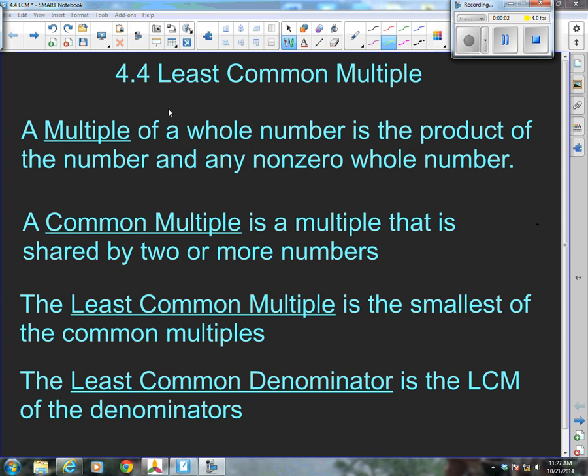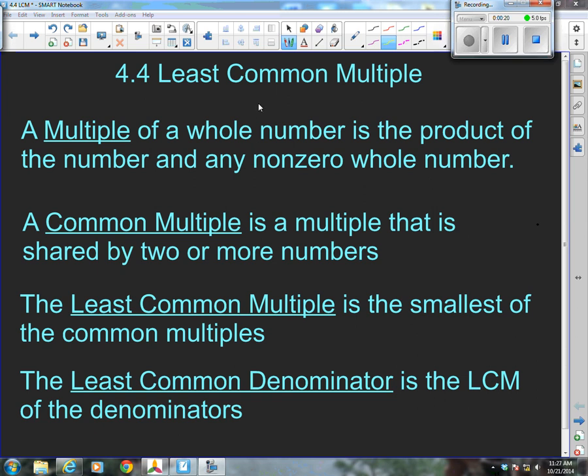Okay, today we're looking at 4.4, least common multiple. A multiple of a whole number is the product of the number and any non-zero whole number. So if we're looking at multiples of 4, 4 times 1 is 4, so 4 is a multiple of 4. 4 times 2 is 8. 8 is a multiple of 4.